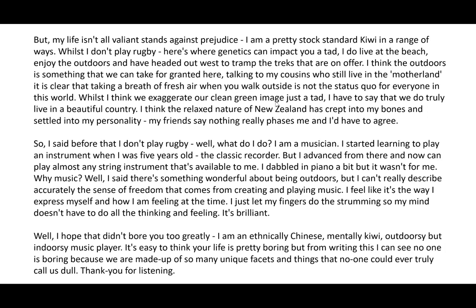Why music? Well, I said there's something wonderful about being outdoors, but I can't really describe accurately the sense of freedom that comes from creating and playing music. I feel like it's the way I express myself and how I am feeling at the time. I just let my fingers do the strumming so my mind doesn't have to do all the thinking and feeling. It's brilliant.